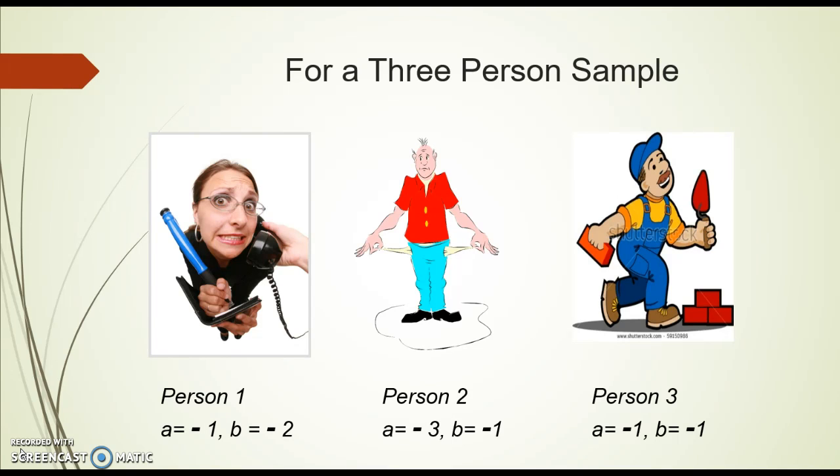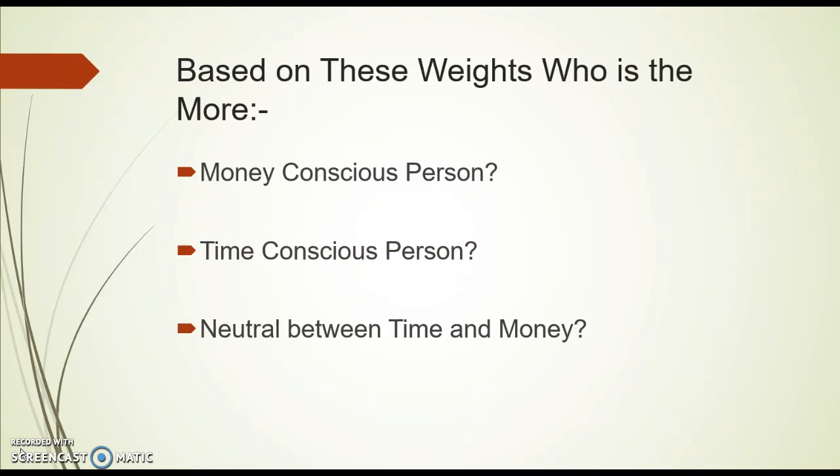We have three persons in this sample. Person one, who we call Busy Betty, has an A of -1 and a B of -2. Person two, who we will call Broke Barry, his A is -3 and his B is -1. And person three, who we know as Steady Sam, his A is -1 and his B is also -1. So looking at these weights for these three different people, can we deduce some of their characteristics? For instance, if I were to ask, who is the more money-conscious person, or who is the more time-conscious person, or who is neutral between time and money, what would the weights tell us?